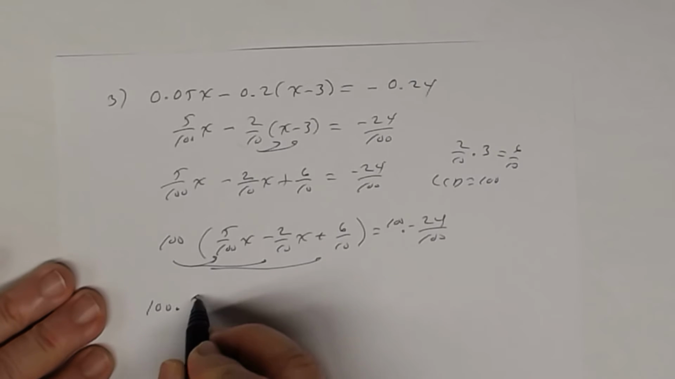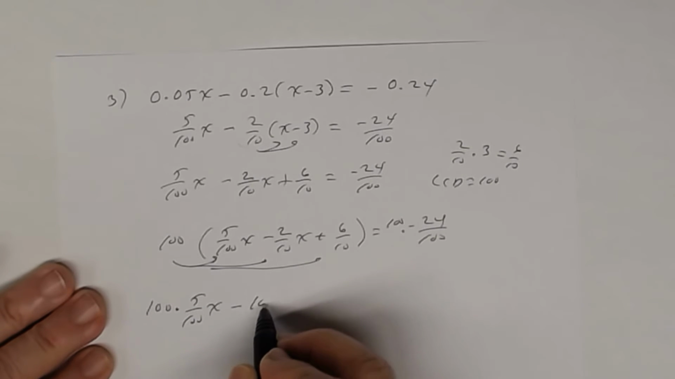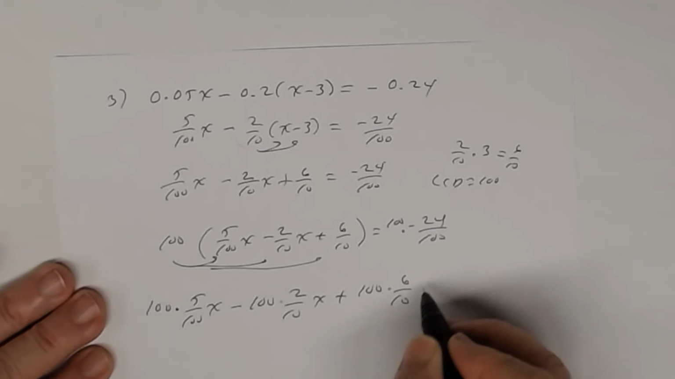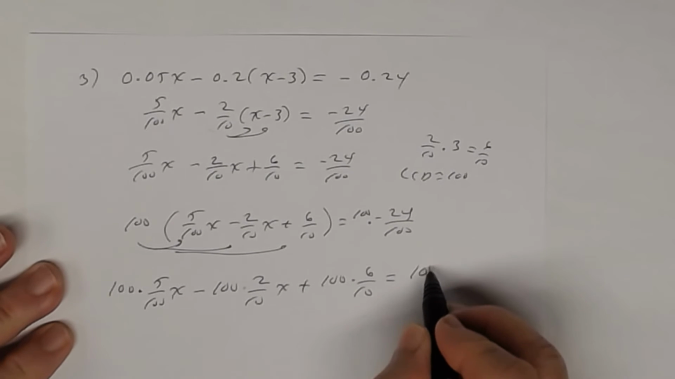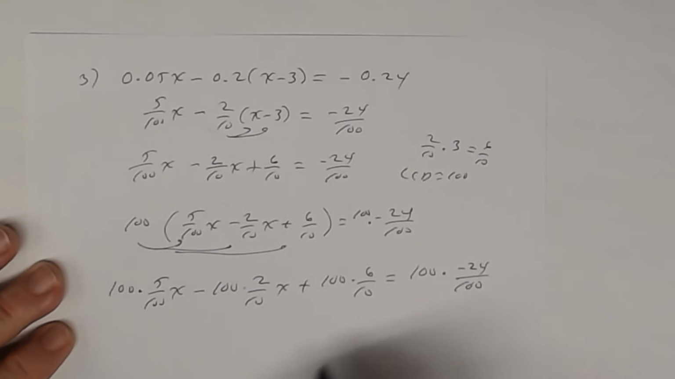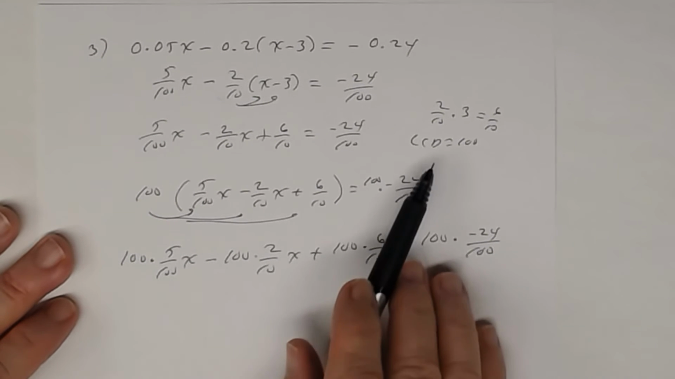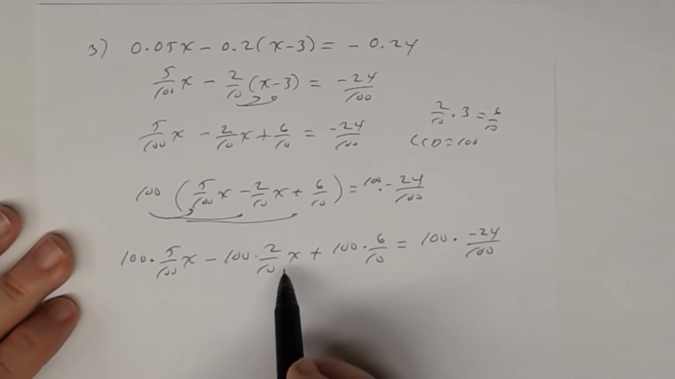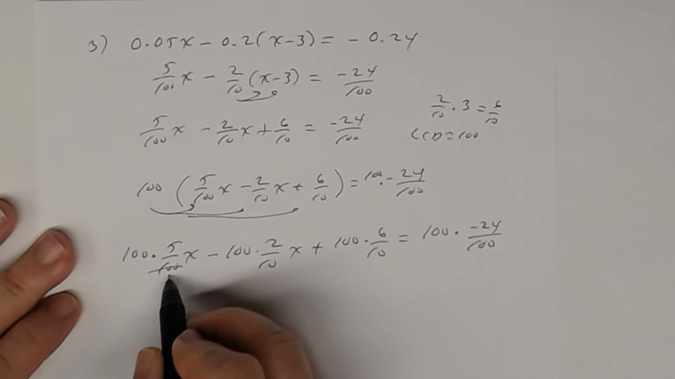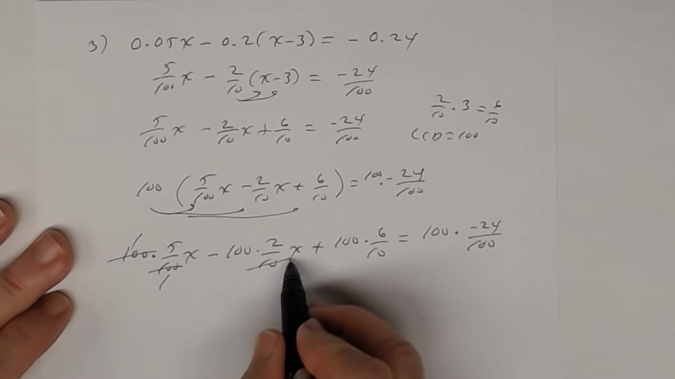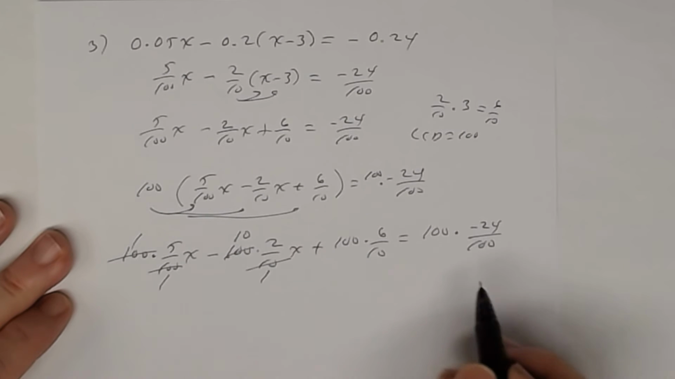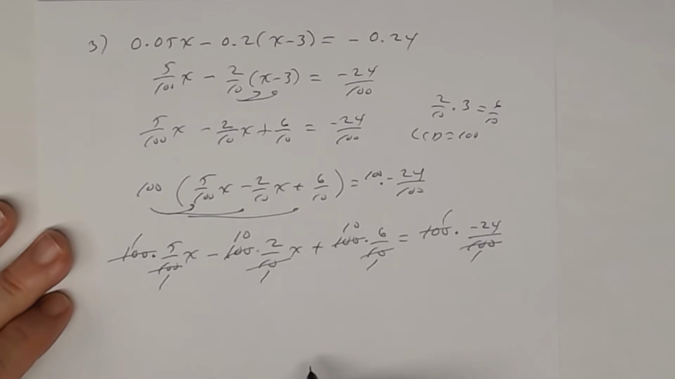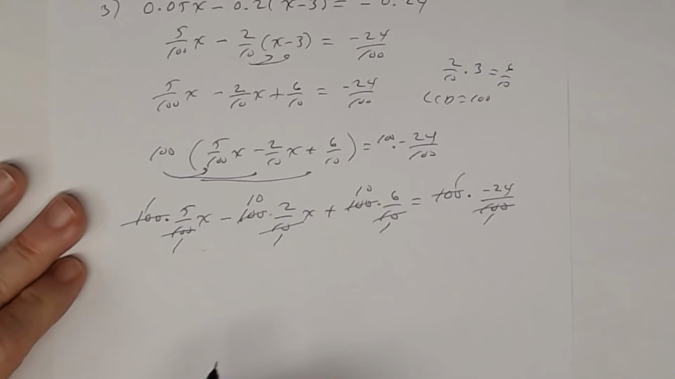So 100 times 5 hundredths x minus 100 times 2 tenths x plus 100 times 6 tenths equals, and we're going to rewrite this, 100 times negative 24 hundredths. And now remember, the whole purpose of multiplying both sides by that LCD is to clear those fractions, to get those denominators to be factors of 1. So 100 divided by 100 is 1. 10 divided by 10 is 1, 100 divided by 10 is 10. These hundreds divide out. And so you see you get factors of 1 in all of the denominators.